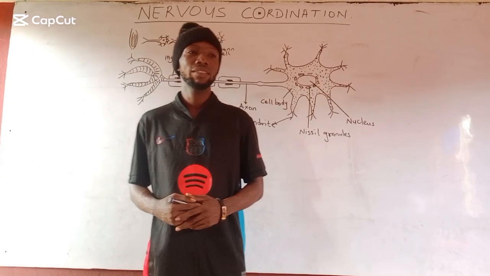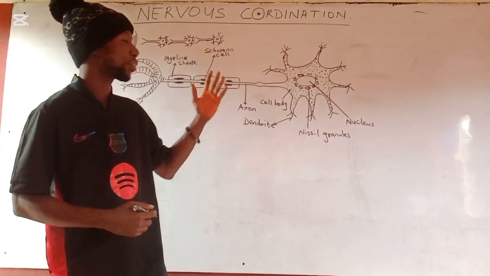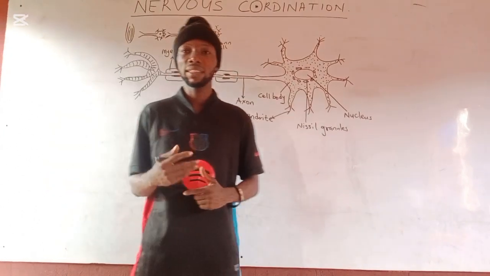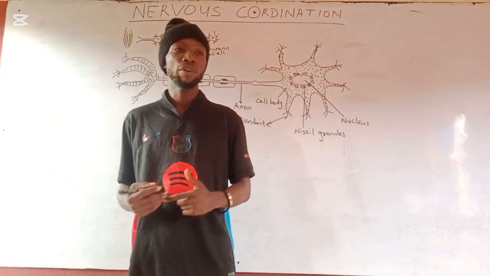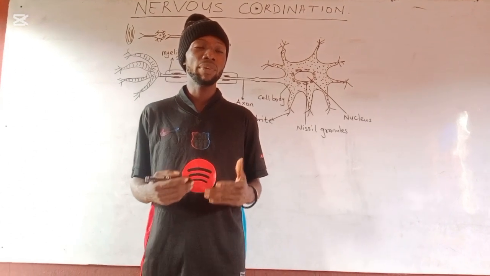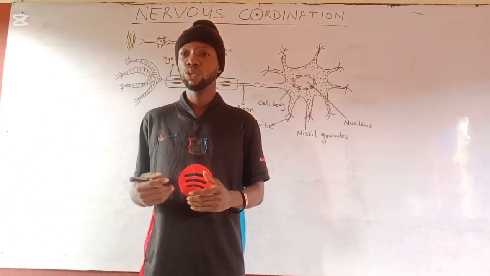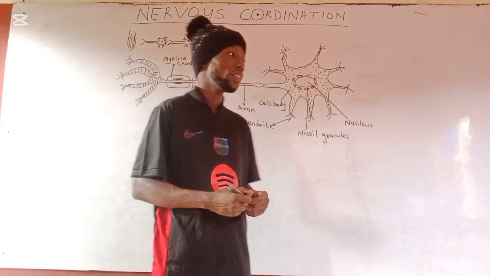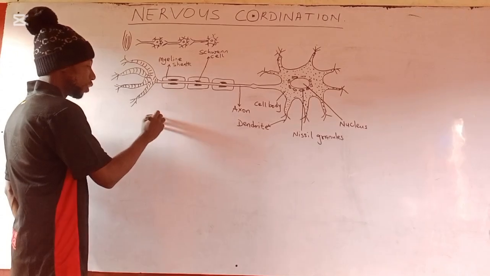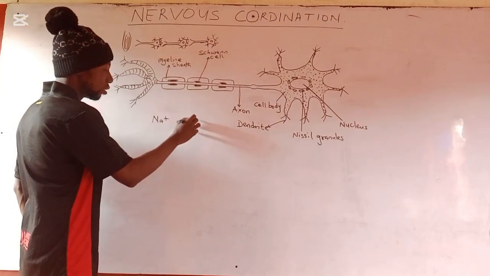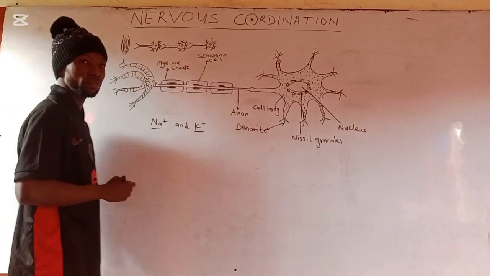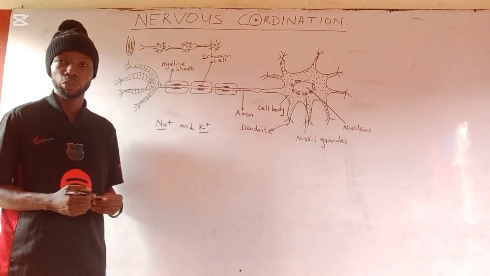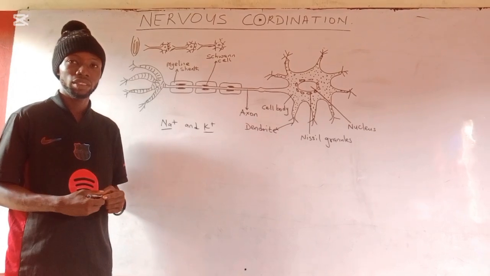Dear students, today we are going to look at nervous coordination. This is a system of nerve cells that send information around the body of a living organism in form of electric signals, which is also known as action potentials, using two important electrolytes, which are the sodium ion and potassium ion. These are the two important electrolytes the nerve cells use to send information around the body.